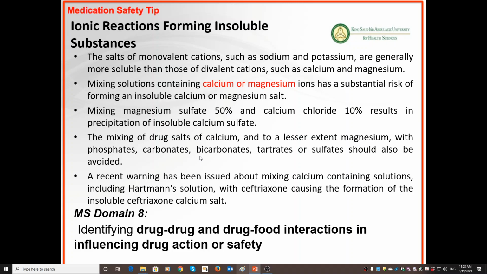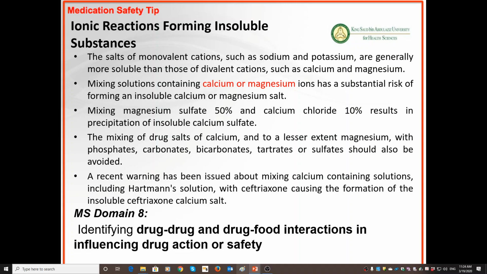insoluble salt, or ionic reaction forming an insoluble substance. And we mentioned the effect of solubility: if the drug is poorly soluble and formulated with a non-aqueous solvent at high concentration, give diazepam as an example. We mentioned also the pH effect.